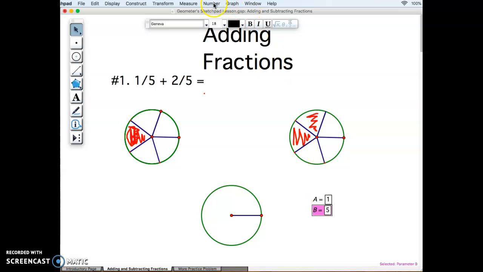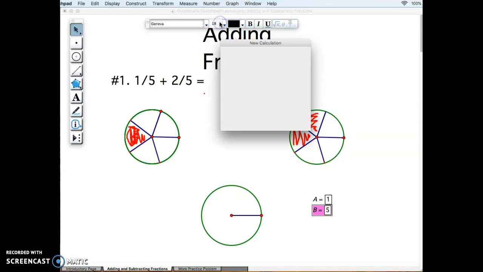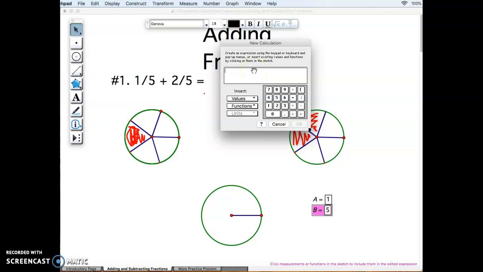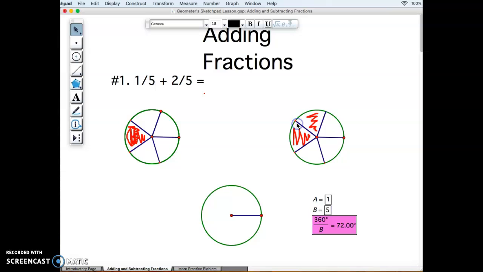And then I will use the number, and I will go to calculate, and I'm going to type in 360 degrees because a circle is 360 degrees, and I'm going to divide it by this denominator because that's what's going to make the equal sections. So 5, or B, really that's 5. And then I'm going to press OK.